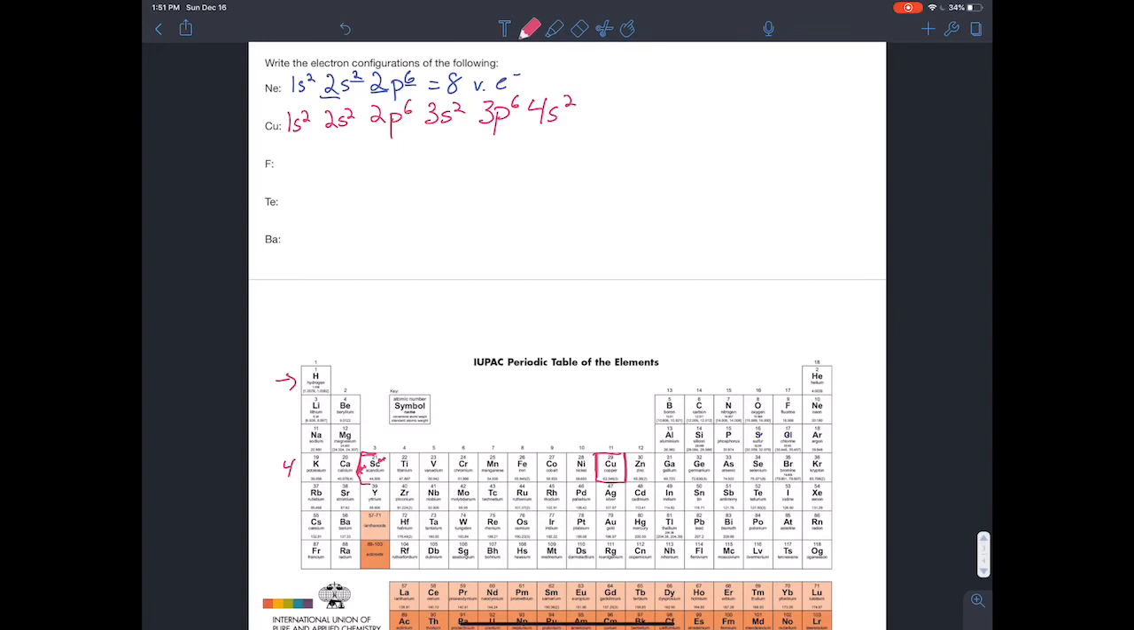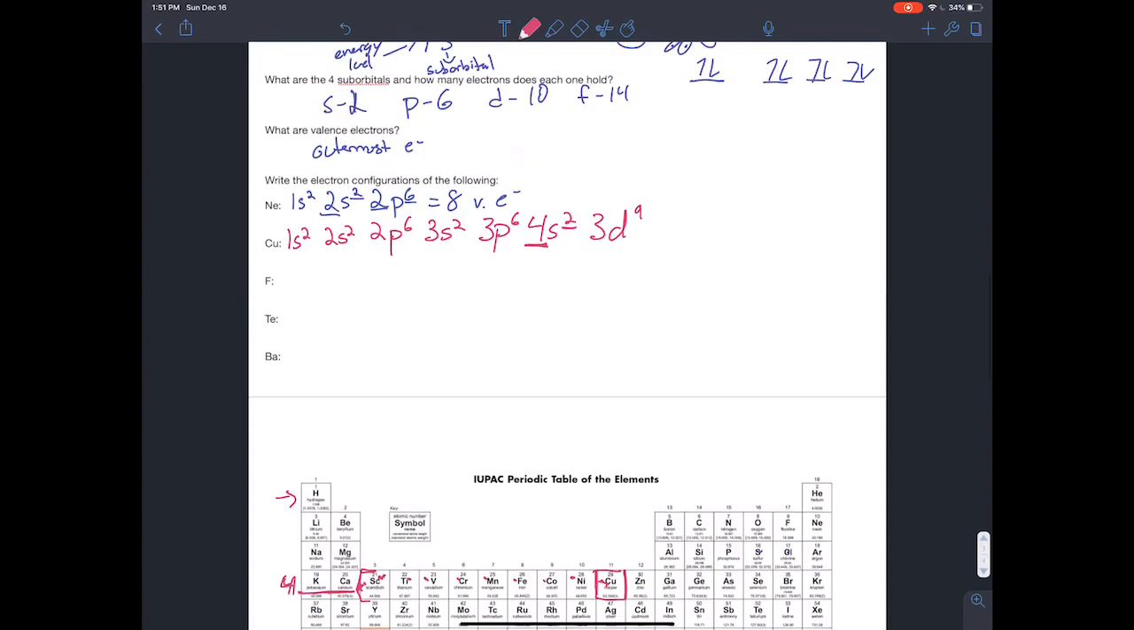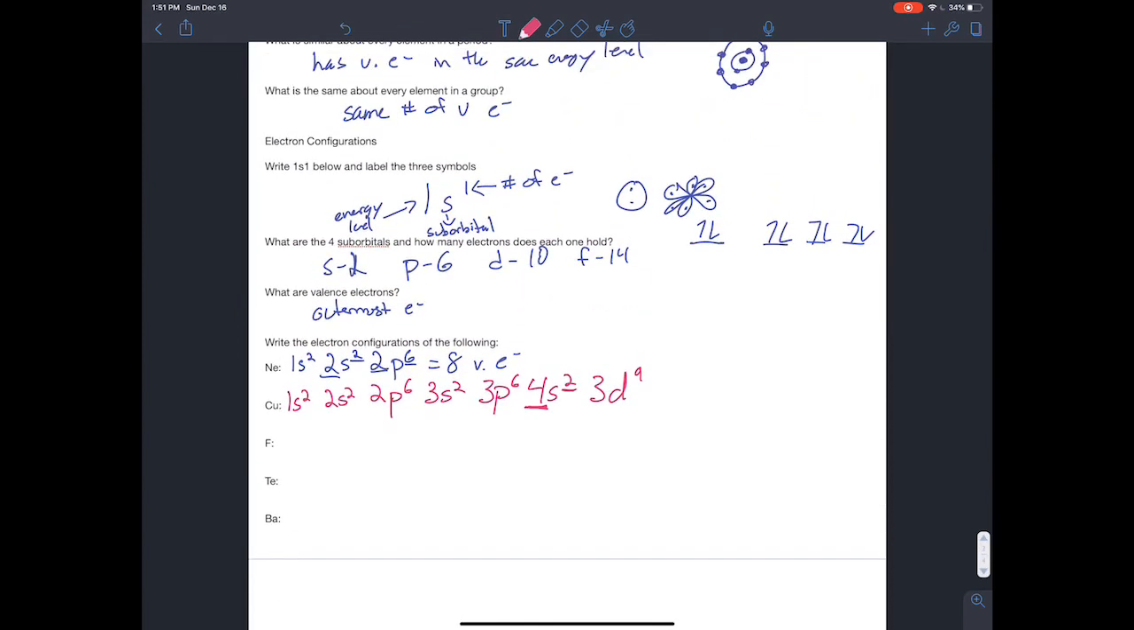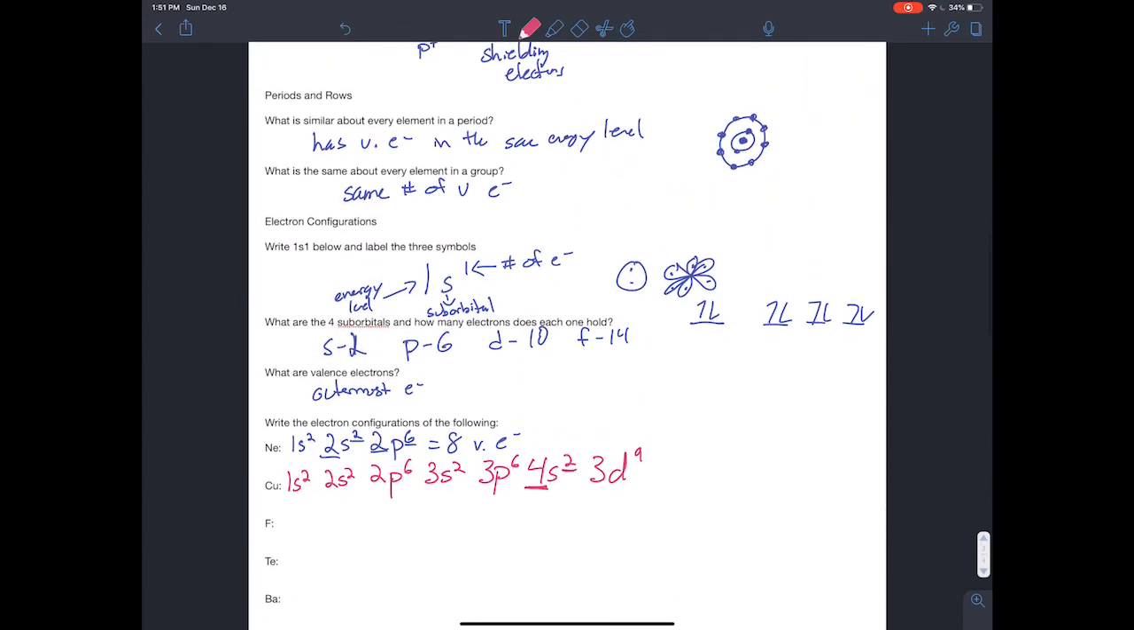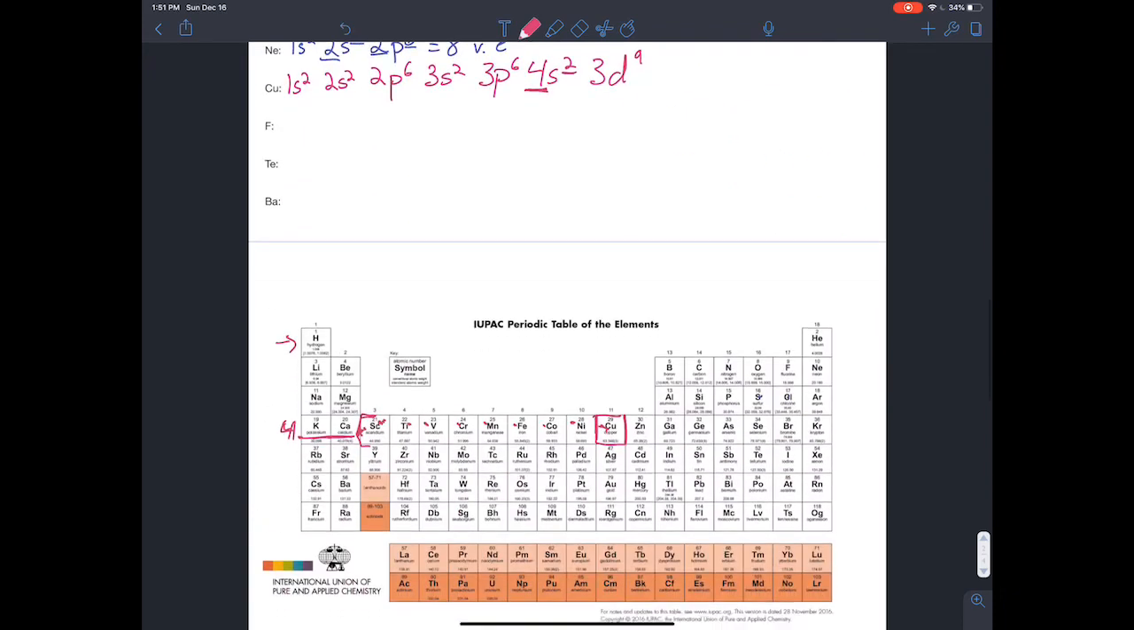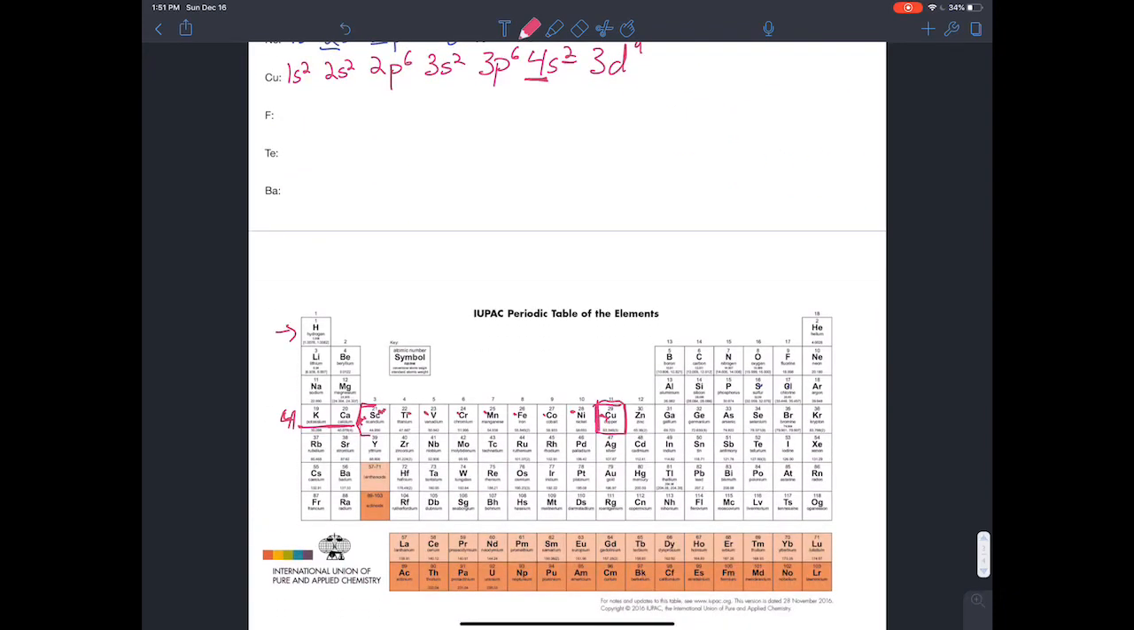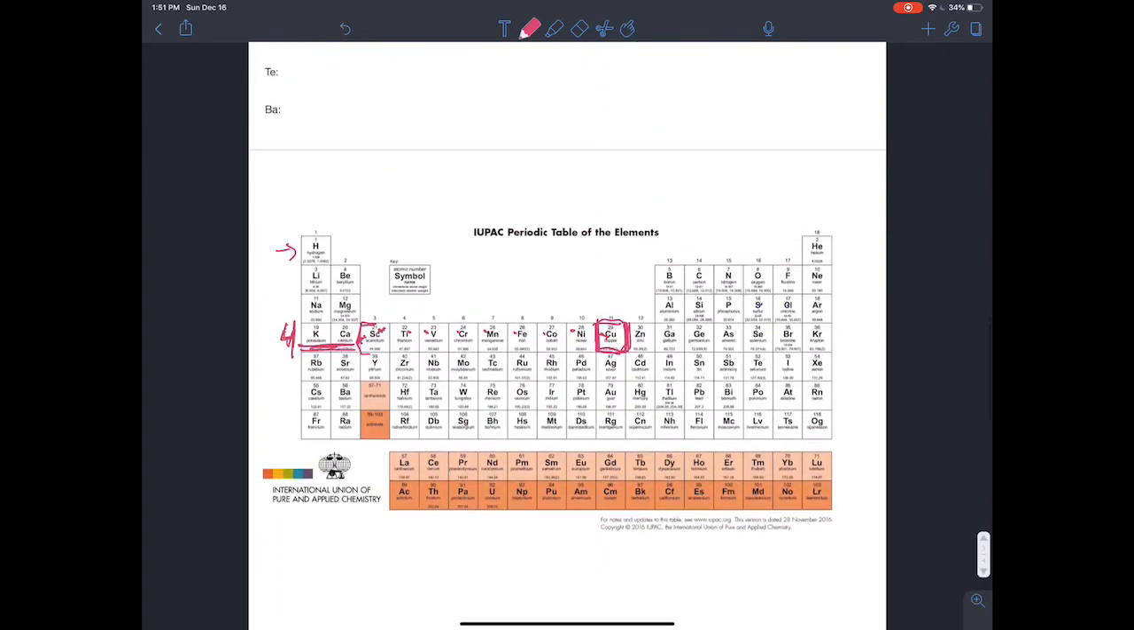So 3d, 1, 2, 3, 4, 5, 6, 7, 8, 9. 3d9. Now notice that the outermost electrons are still in the 4th energy level. It's in the 4th period, and its outermost electrons are still in the 4th energy level, but this element itself is in the 3d block. Okay, so where I said everything in the period has valence electrons in the same energy level, that is true for this as well, because it's in the 4th period. It may be 3d, but its valence electrons are still in 4s. So there's a little side note.